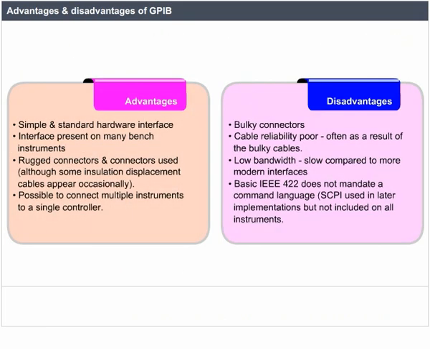Advantages and disadvantages of GPIB. Advantages: simple and standard hardware interface. Interface present on many bench instruments. Rugged connectors used, although some insulation displacement cables appear occasionally. Possible to connect multiple instruments to a single controller. Disadvantages: bulky connectors. Cable reliability is poor, often as a result of the bulky cables. Low bandwidth, slow compared to more modern interfaces. Basic IEEE 488 does not mandate a command language. SCPI is used in later implementations, but not included on all instruments.